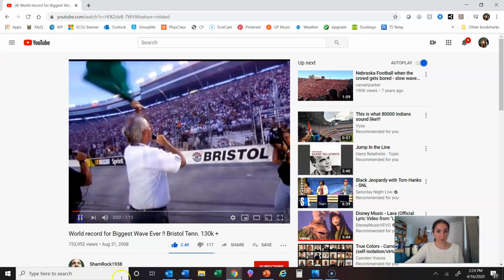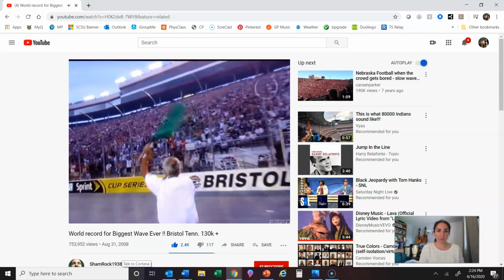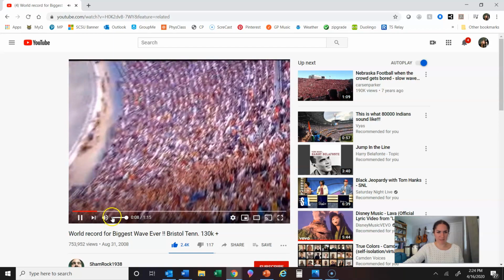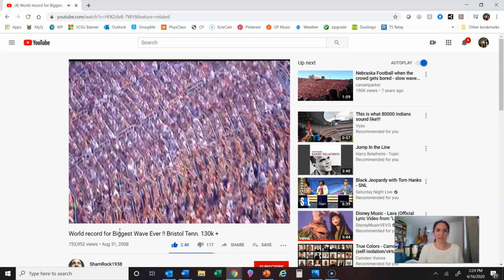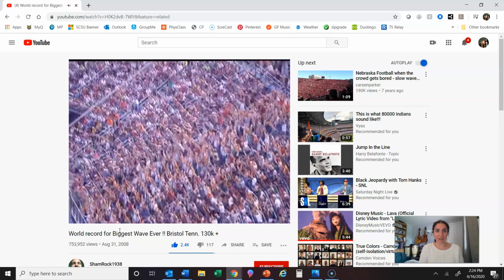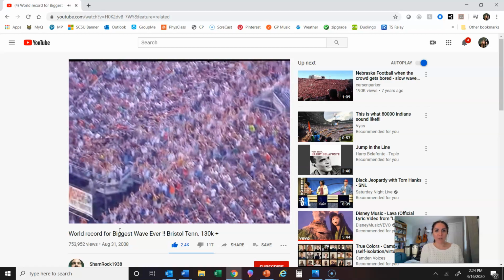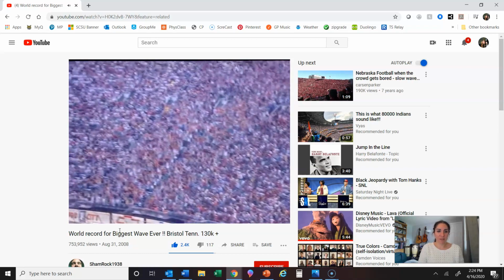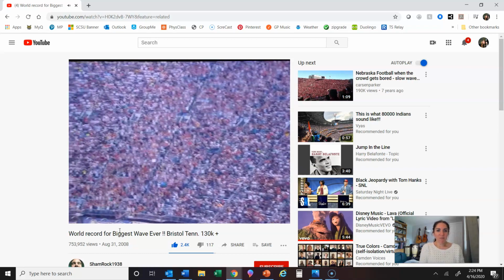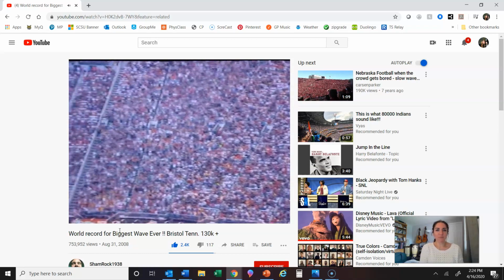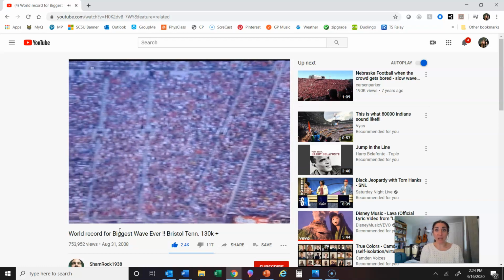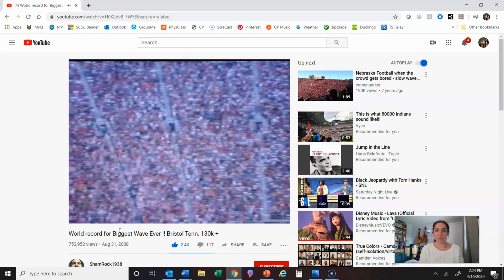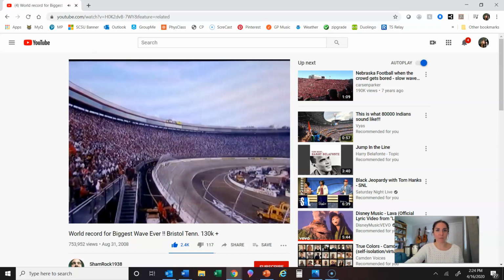So let's go ahead and just quickly look at this for funsies. There we go. There's a wave, right? You can see the wave in the crowd. The crowd stands up and sits back down. It's a really good wave. It's the world's fastest wave, everybody. How exciting. Anyway, you get my point, hopefully, with that.